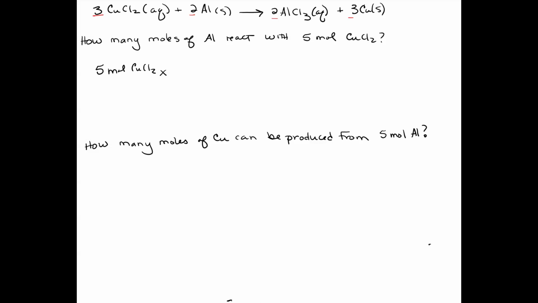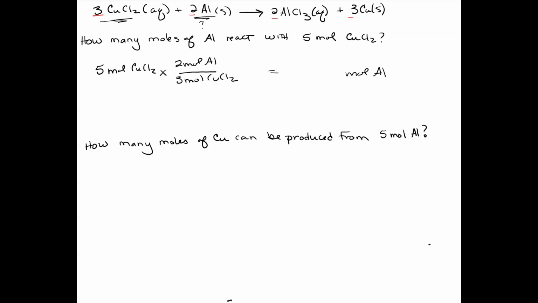So the stoichiometric ratios that I need to use here are between the two relevant species. One is aluminum and one is copper 2 chloride. I'm trying to figure out the number of moles of aluminum. That's my question. So I'm going to have that in the numerator. The stoichiometric ratio that I can use would be 2 moles of aluminum are formed for every 3 moles of copper 2 chloride.